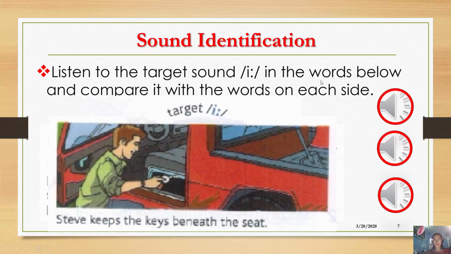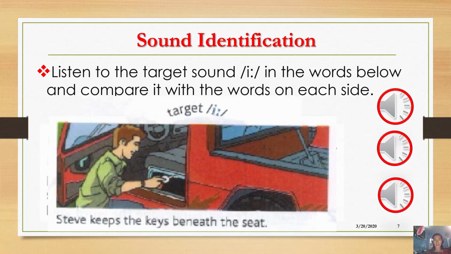Now for the next examples, we are putting the vowel sound E in sentences. Now listen carefully. Steve keeps the keys beneath the seat. Again. Steve keeps the keys beneath the seat. Now you try. Listen carefully and repeat. Steve keeps the keys beneath the seat.